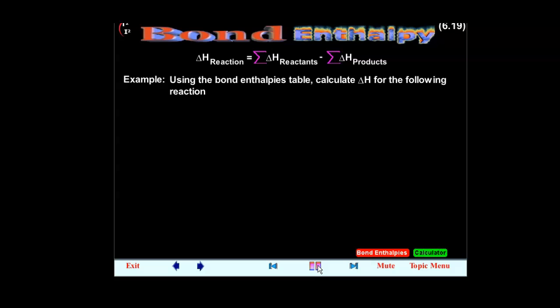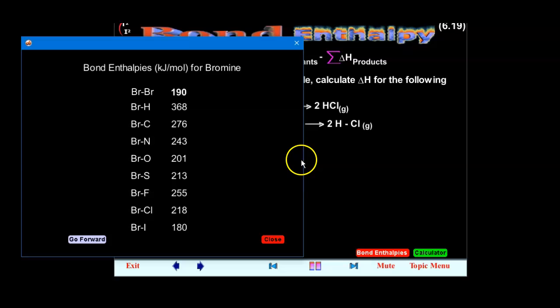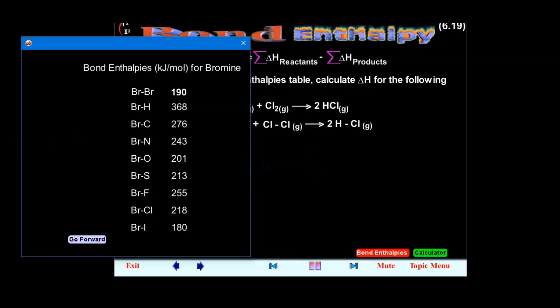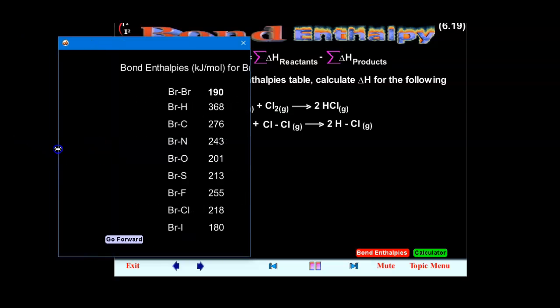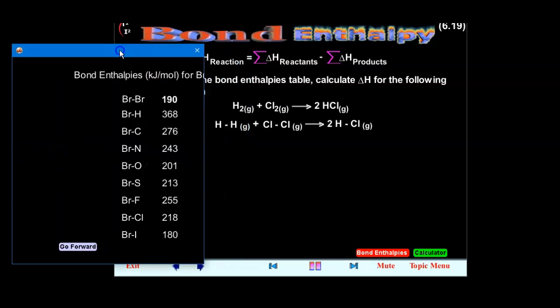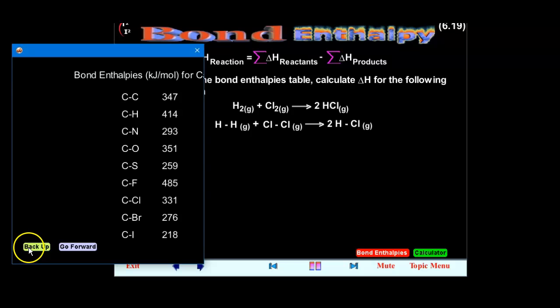Example. Using the bond enthalpies table, calculate delta H for the following reaction: H-H gas plus Cl-Cl gas yields 2HCl gas. All right, these are the values for these bonds. H-H, that means you look for H-H. All right, Cl-Cl, look for Cl-Cl, and so on and so forth.